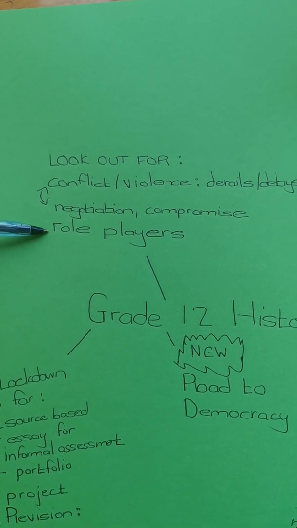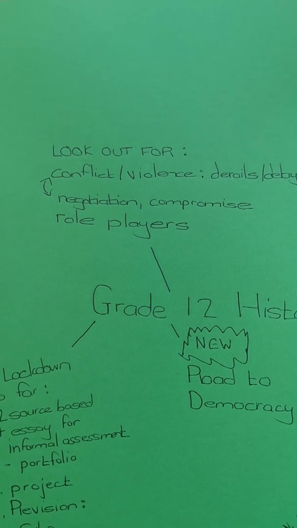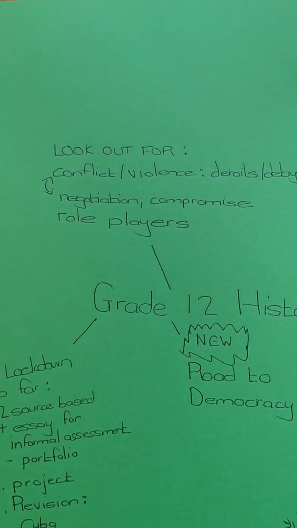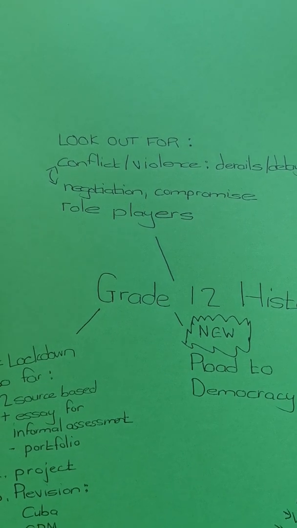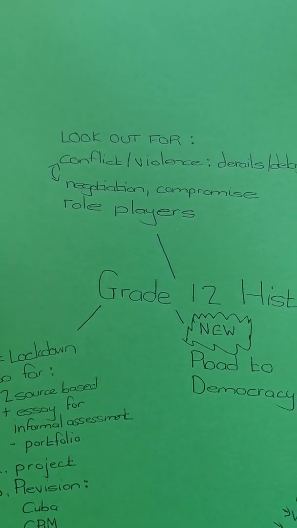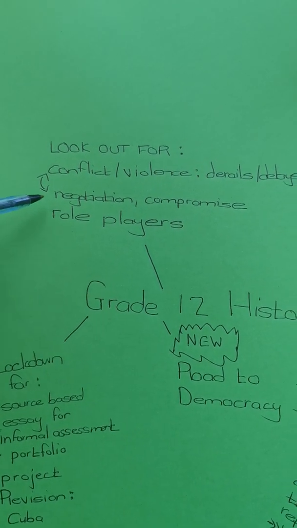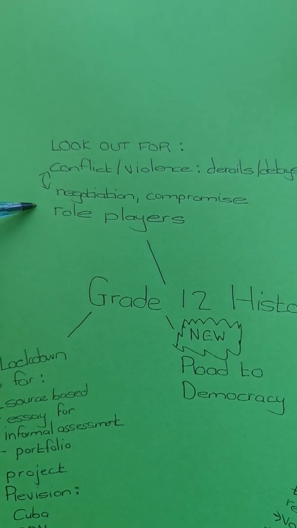You're also looking out for who are the role players. The role players could be an individual like Nelson Mandela or F.W. de Klerk, or the role players could be an organization such as the African National Congress or the National Party or another group. So that's what to look out for. That's what often comes up as line of arguments.